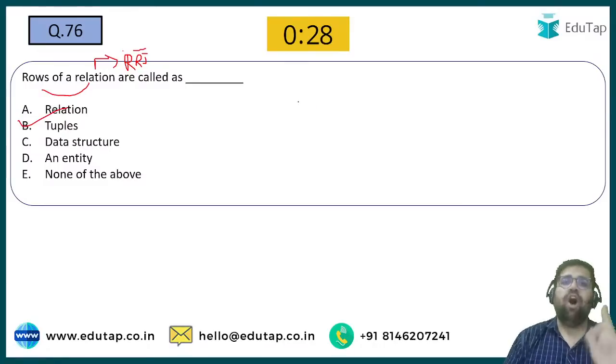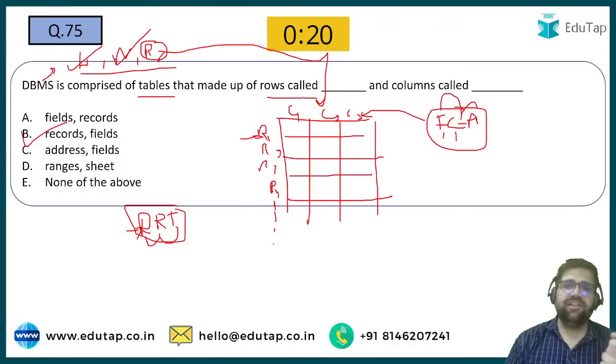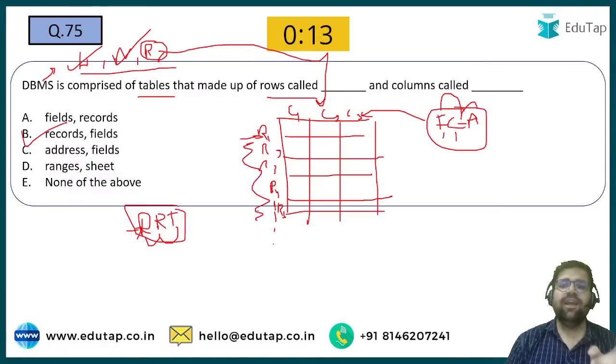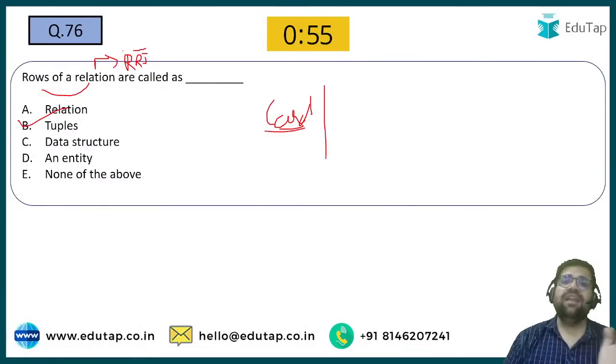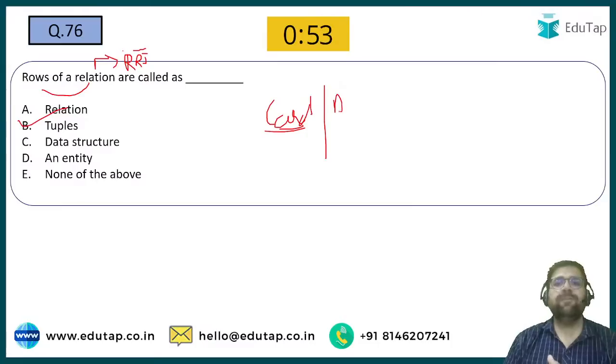One more thing: how many rows are there in your table? For example, if I go back to the previous example, currently I have 4 rows, or you can say 5 rows. This is the last row, right? The number of rows we call the cardinality of that particular table. And the number of columns we call the degree.